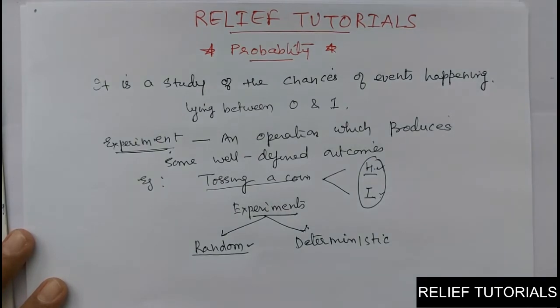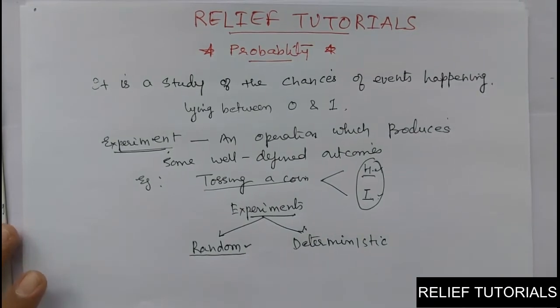Tossing a coin is a random experiment, because if you toss a coin, you know that either head or tail will appear. But if we toss a coin again and again, each time the outcome will not be the same, but it will be sure: it will be either head or tail. So when you perform an experiment under identical conditions, every time the same outcome will not appear, but it will be one of the outcomes out of the total outcomes. That is called a random experiment. Example, tossing a coin. Clear?